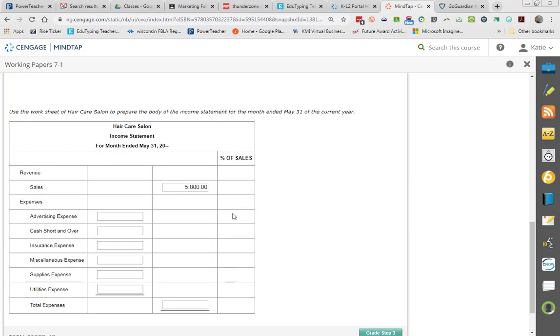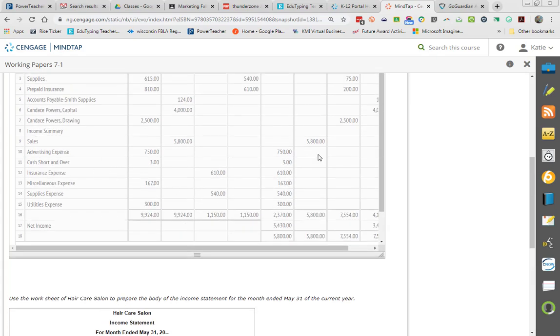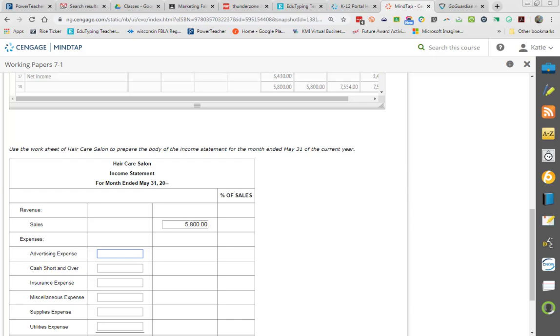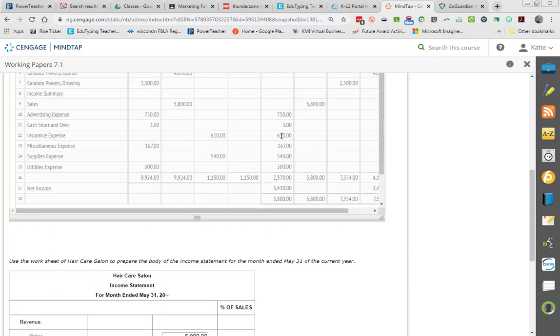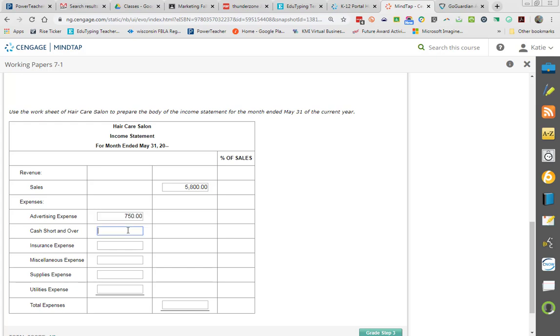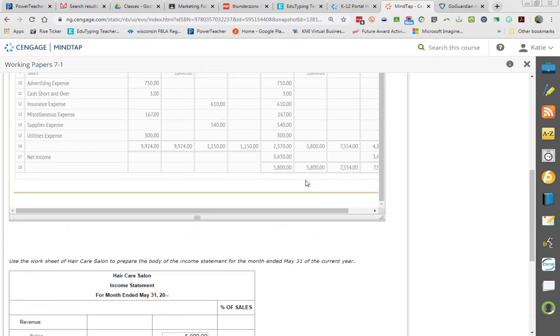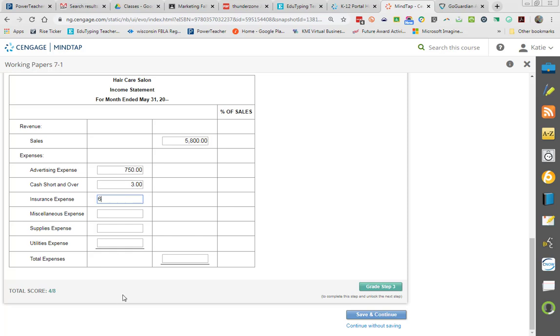I am not going to do anything with my percent of sales column yet. Now I'm going to continue and get my numbers for advertising, which is $750. My cash short and over, which is $3. Insurance expense, which is $610. Miscellaneous expense for $167. Supplies expense for $540. And utilities expense for $300. Now, what I need to do is I have to add up all of my expenses.